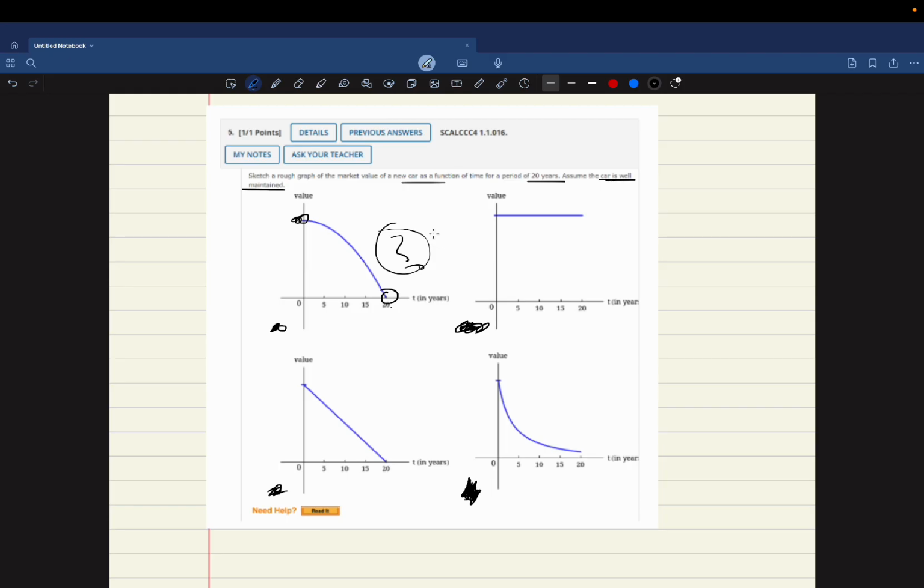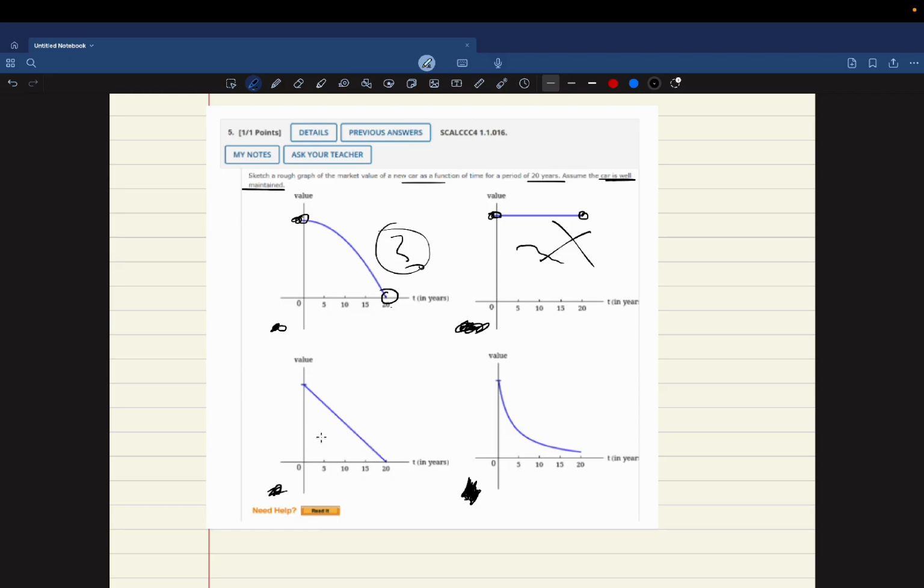Now here we can see it is the same price in the initial phase, and also at the 20-year mark it is still the same price. So this is not possible, because the value of a car, whether you maintain it or not, will degrade over the years. It is just common sense, right? So this cannot be the graph.